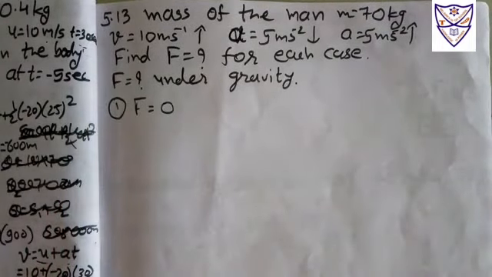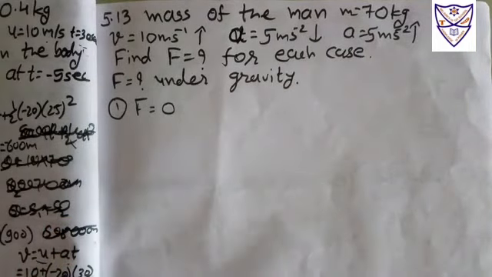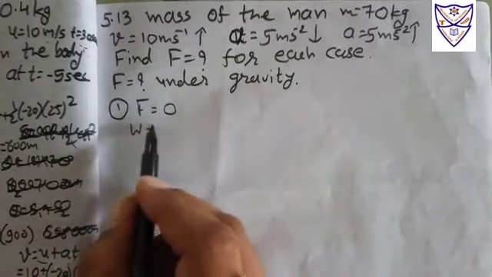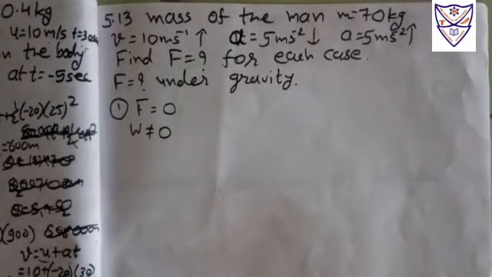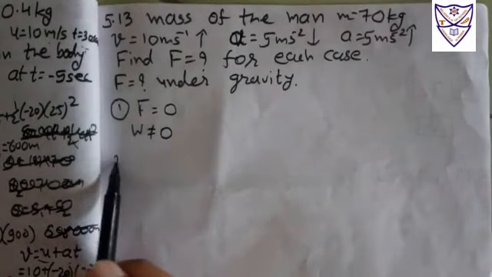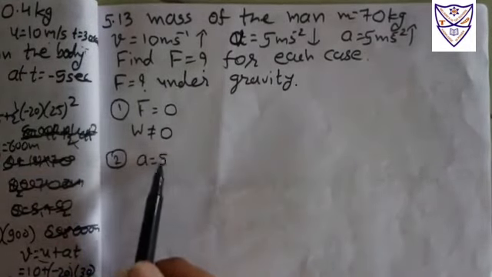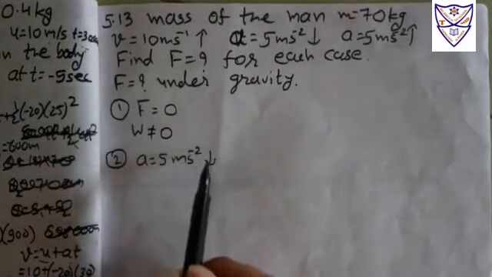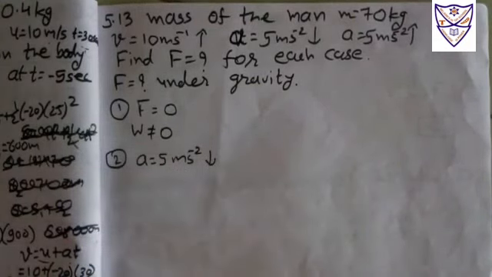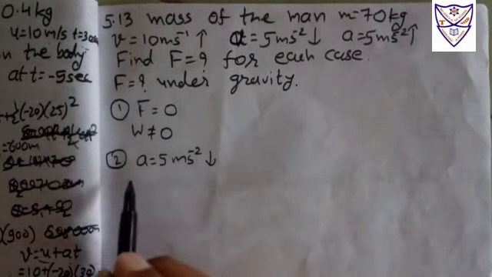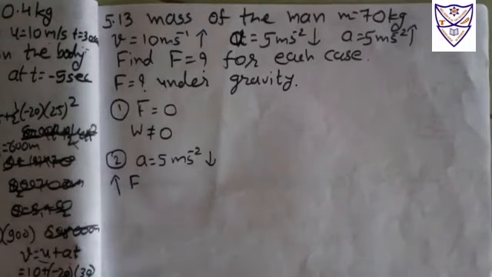Only the weight of that particular object acts, which is in the downward direction. Weight is always non-zero and always downward due to gravity, right? Now in the second case we have acceleration 5 meter per second squared in the downward direction. If acceleration is downward, its pseudo force is in the upward direction, right?